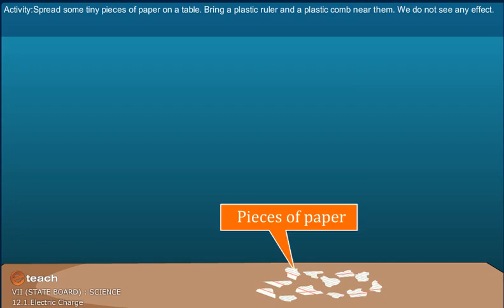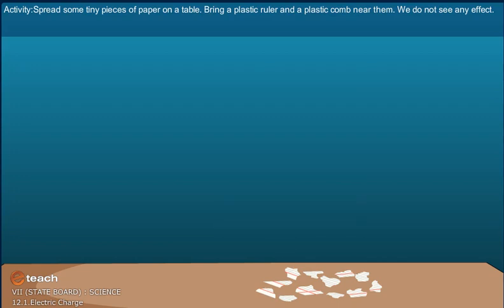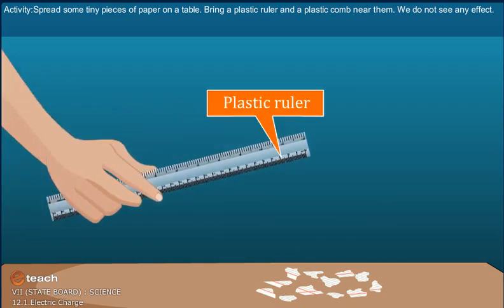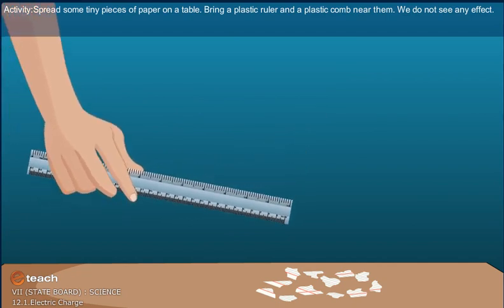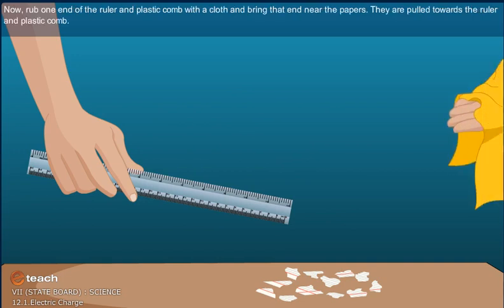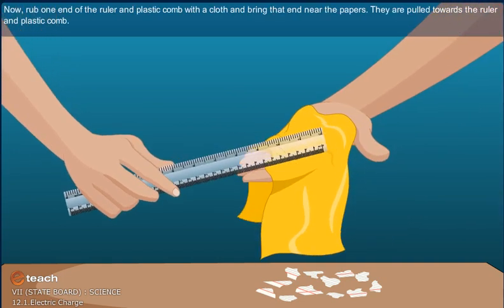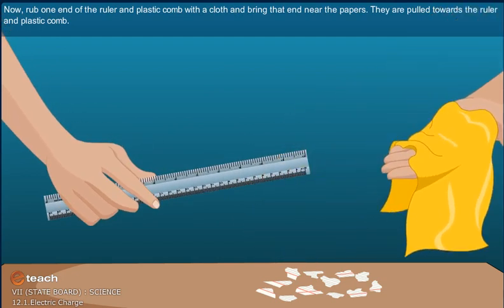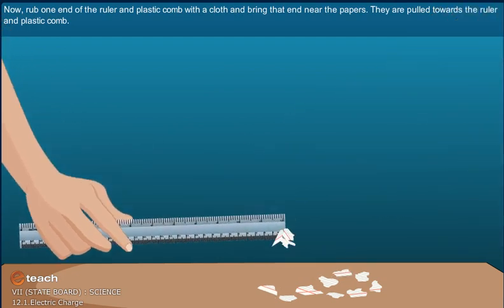Activity. Spread some tiny pieces of paper on a table. Bring a plastic ruler and a plastic comb near them. We do not see any effect. Now, rub one end of the ruler and the plastic comb with a cloth and bring that end near the papers. They are pulled towards the ruler and the plastic comb.